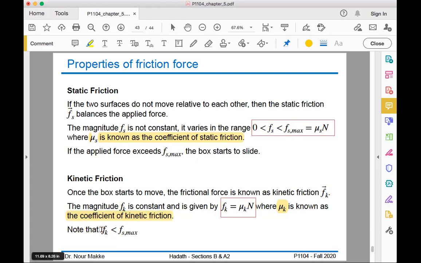And actually, you have just to know that Fk is smaller than Fs maximum. This is just an observation. Experimentally, we have seen that Fk, the kinetic friction, is all the time smaller than Fs maximum.